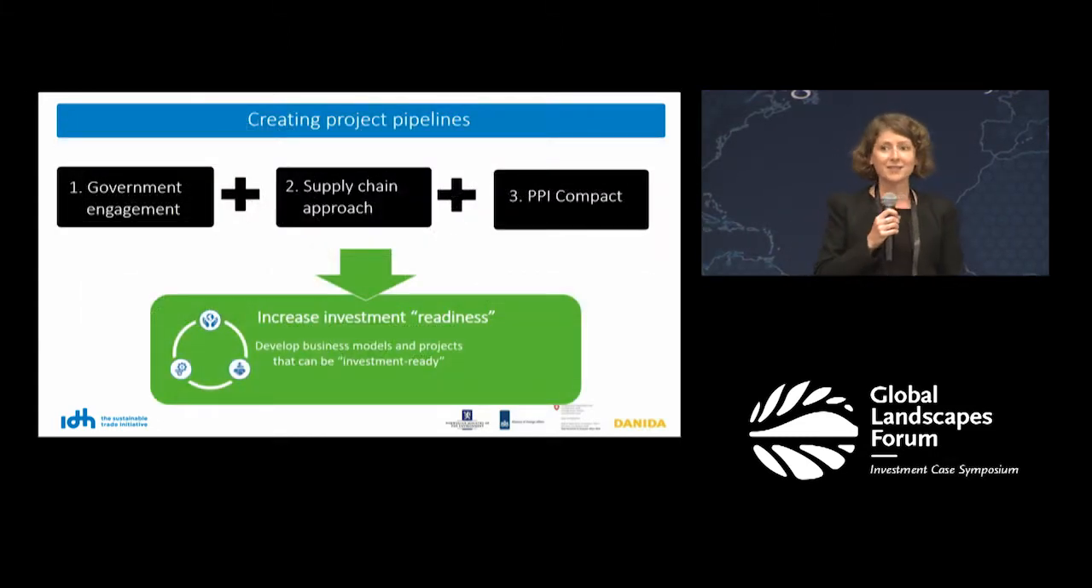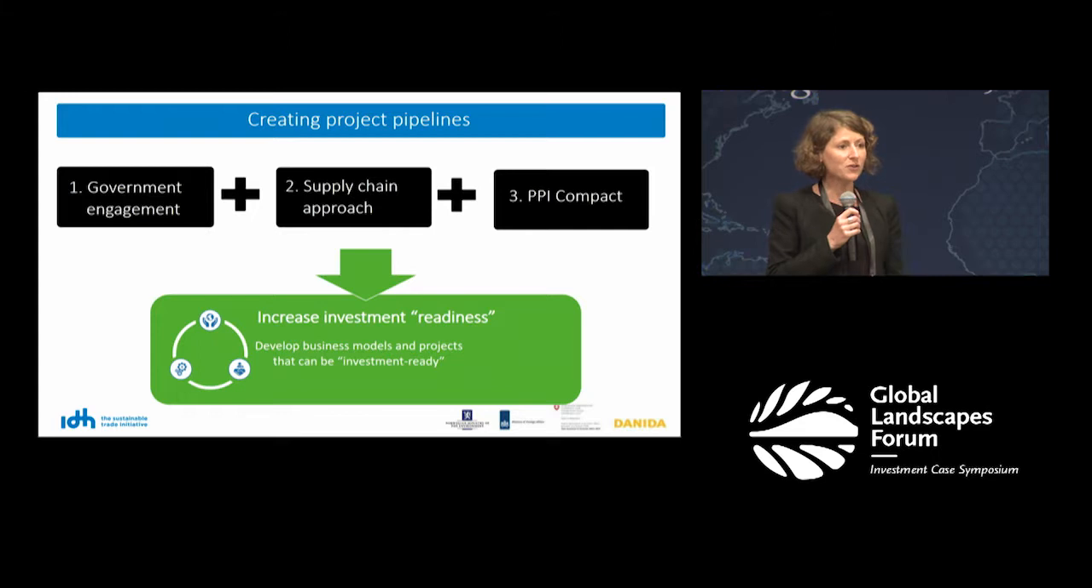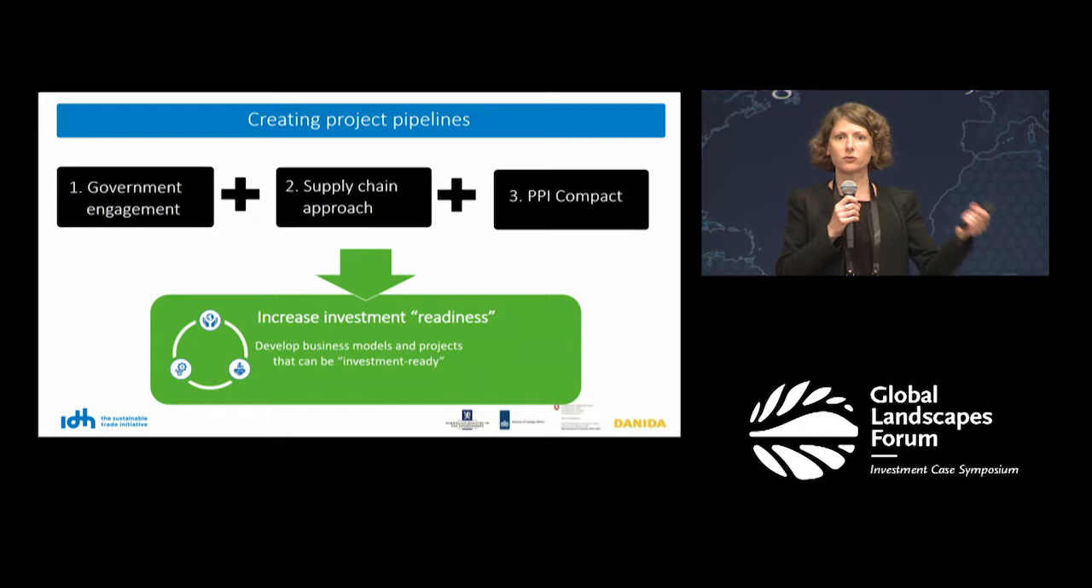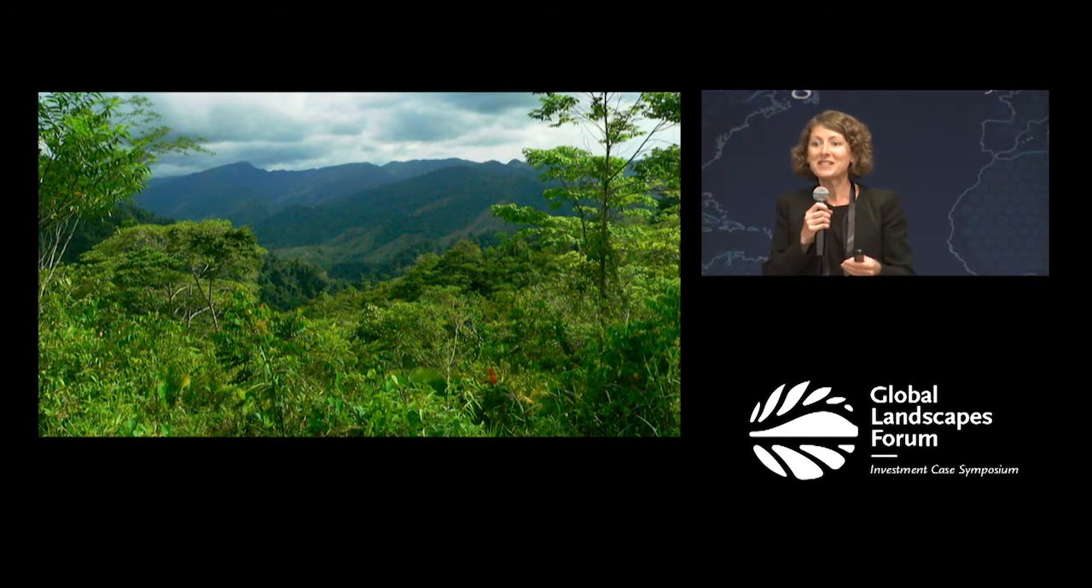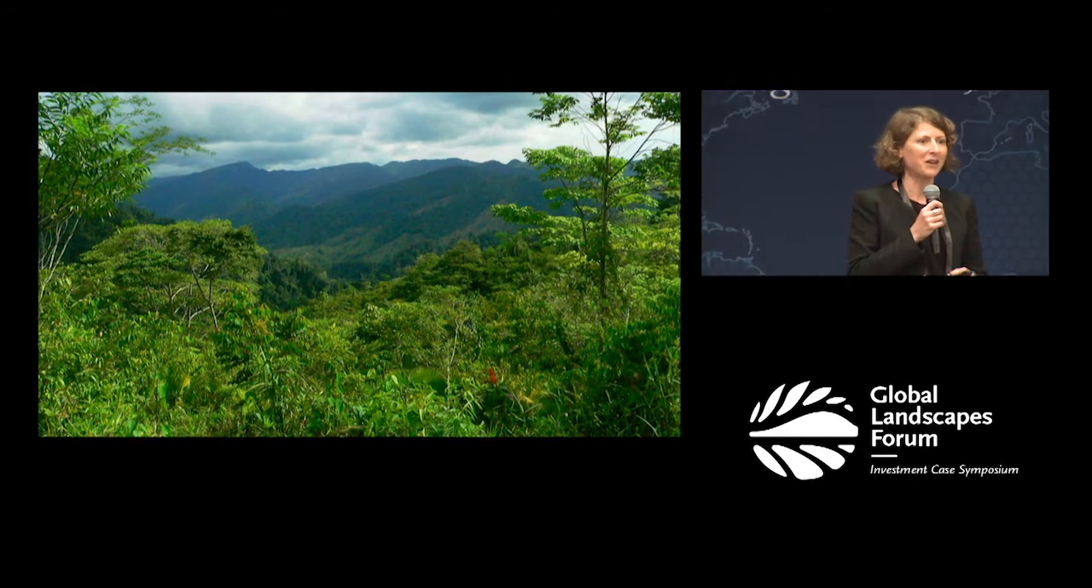To summarize, what are the ingredients to our recipe? First, government engagement at different levels, national, provincial, and municipality level, which is key. Second, a supply chain approach, connecting the supply to demand. And then creating this production, protection, and inclusion compact. It really helps create these pipelines of projects that are investable. This really helps in reaching our vision, which is this thriving landscape that I presented just before, where human activities are contributing to the protection and the conservation of forests.